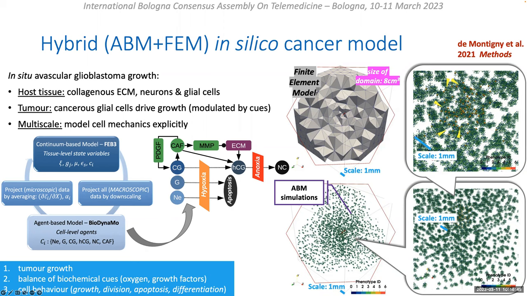It encompasses, at the macroscopic level, the tissue scale, the balance of chemical cues and cell density, while at the microscopic level we have the neurons, glial, and cancerous glial cells modeled explicitly with BioDynaMo. So in principle, we take the solution results from the macroscopic level at the previous time step, we project the solution at the microscopic level while downscaling pertinent data, and then we solve for the cell scale dynamics using BioDynaMo, which we subsequently average out and upscale to the macro level FE solver.